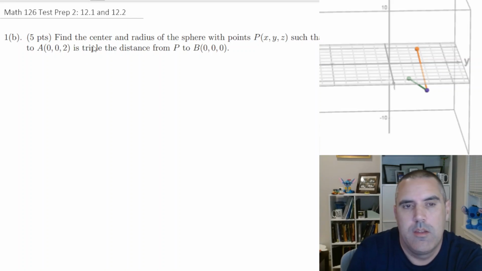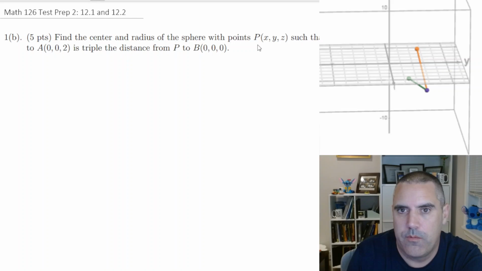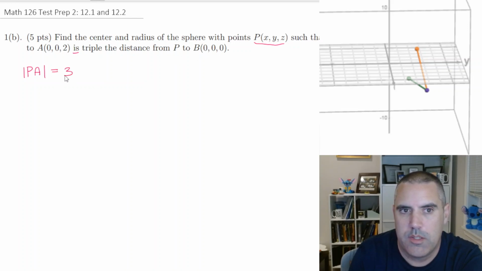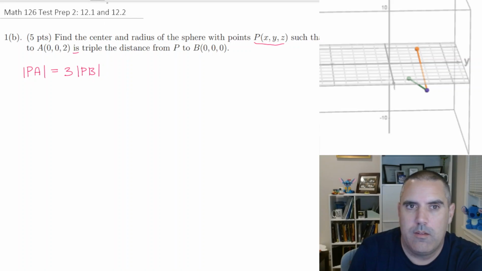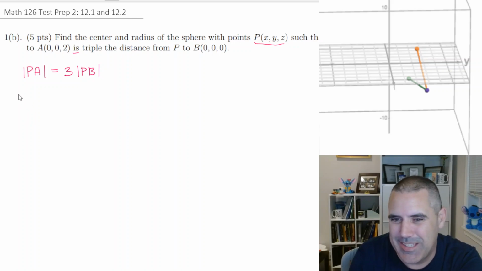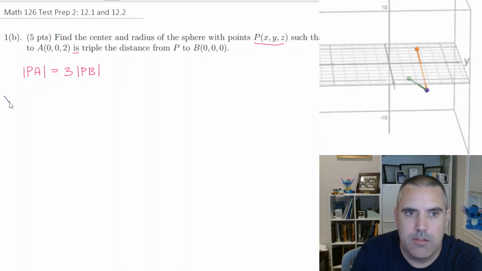So let's read it. Find the center and radius of the sphere with these points that we're trying to describe, such that the distance from P to A, and just for something to write down, I'm going to write this, is triple the distance from P to B. So it's equal to 3 times the distance from P to B. And this is in that first homework set. It's all about translating. It's surprising that that should be a sphere at all, but we can write down and see what happens.